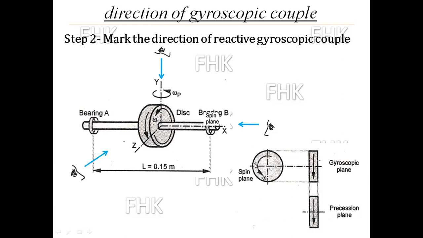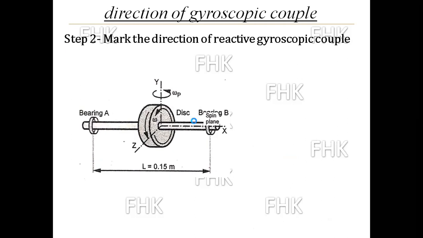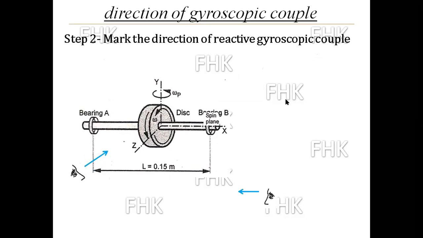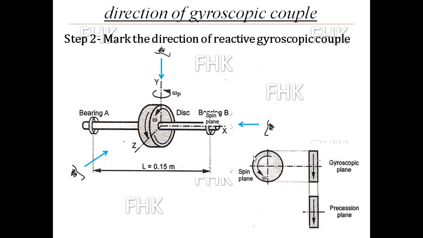Okay, now we have to decide the direction of rotation of the disc. The first step is to draw three views of the rotor showing the direction of rotation. After drawing the three views of the rotor, the next step is to show the direction of rotation. From the right hand side view, you can see the actual rotation of the disc.